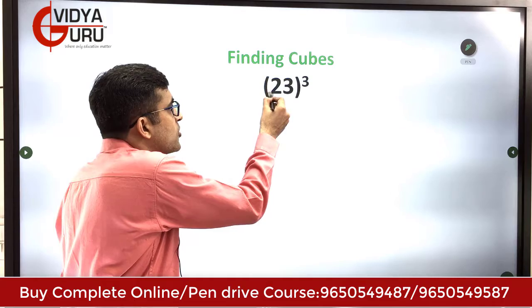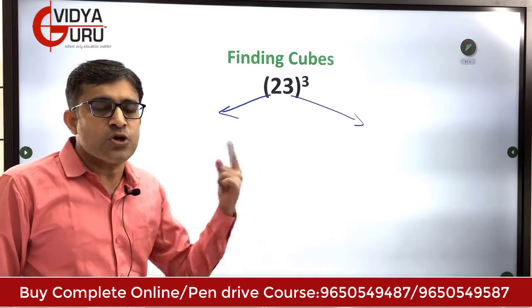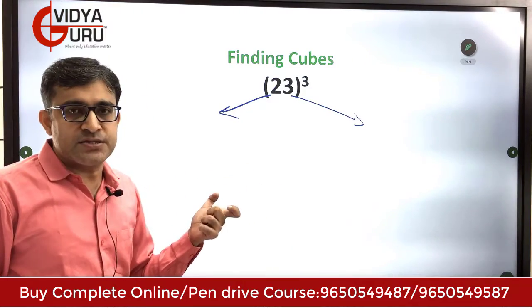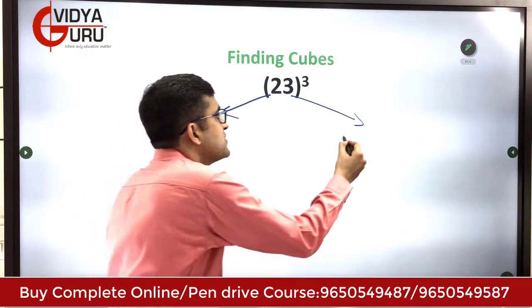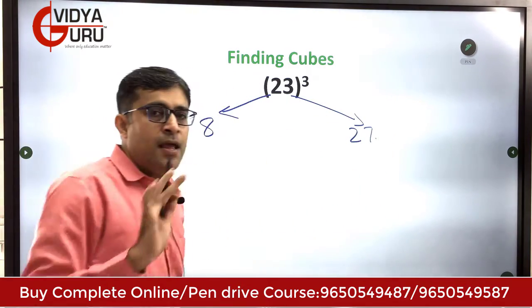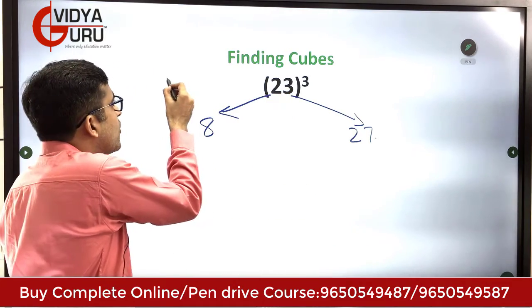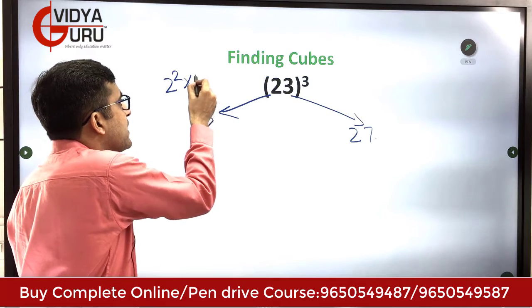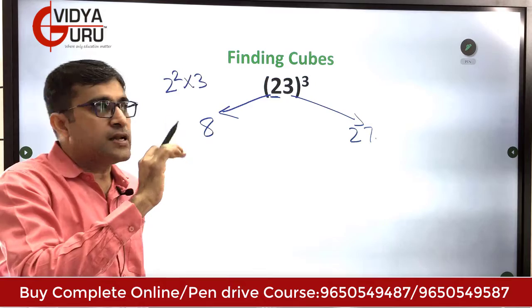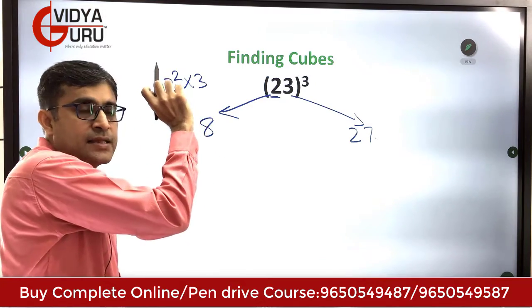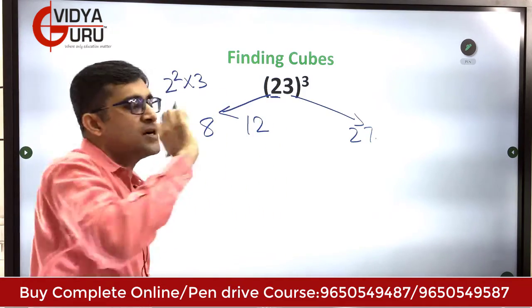Now you know what the process is. The cube of 2 and the cube of 3 will be the two extreme digits. So 2 cube is 8, 3 cube is 27. Now in between, the square of 2 will be multiplied with 3. That means the square of one number multiplied with the other number. 2 square is 4. 4 3s are 12. So that is the first value.